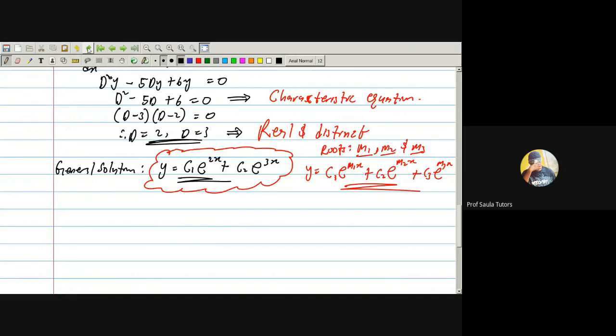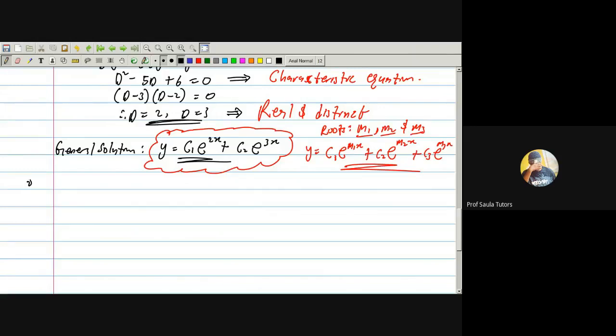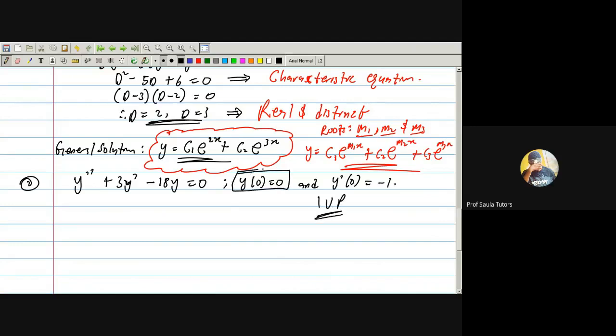There's another one again that you can have. Let me solve another problem. Look at this type of question now. Number 2, we have to solve y prime prime plus 3y prime minus 18y equal to 0. Then I give us something like this: y of 0 equals 0 and y prime of 0 equal to minus 1. So this is what we call an initial value problem, IVP. They'll be giving you initial conditions like this.